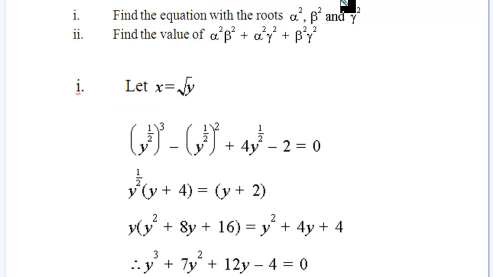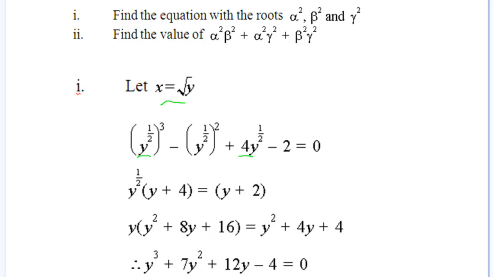So again, cubic equation, find the equation with roots alpha squared, beta squared, gamma squared. So again, we do that manipulation, let x be equal to the square root of y, put it in, take our terms across, so we've got terms on both sides. Factorize the y to the power of a half out of this term and this term, and then square both sides, expand out our quadratics there, and then collect all our terms.